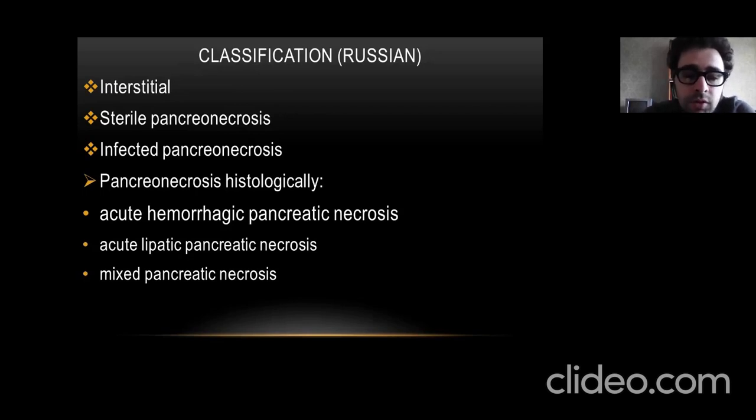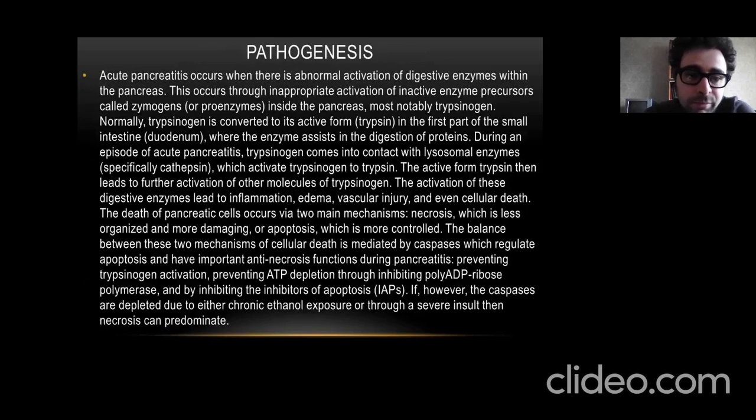Histologically, it can be acute hemorrhagic pancreatic necrosis, acute lipatic pancreatic necrosis, and mixed. Why is it important? The pancreas has very good blood supply from very big arteries. Because of that, in surgery, we are always afraid of bleeding, and if the vessel is involved in inflammation, it will be acute hemorrhagic pancreatic necrosis. It is very dangerous because of bleedings.